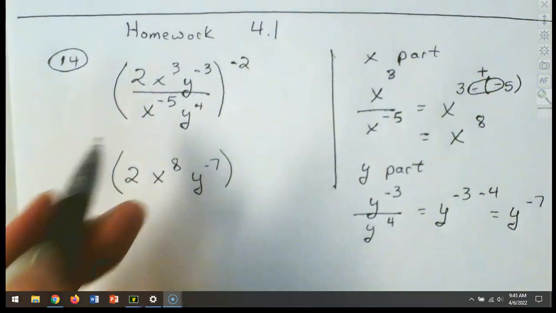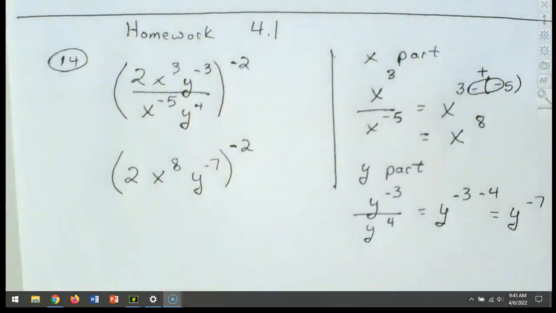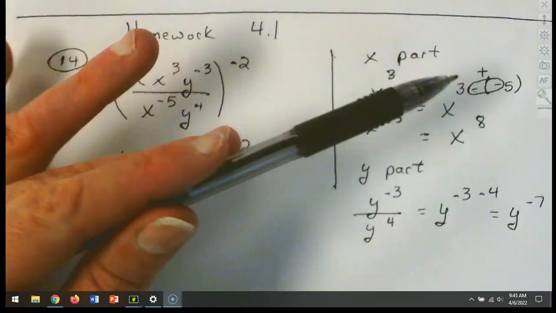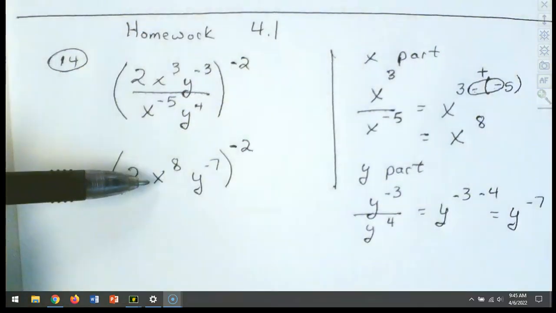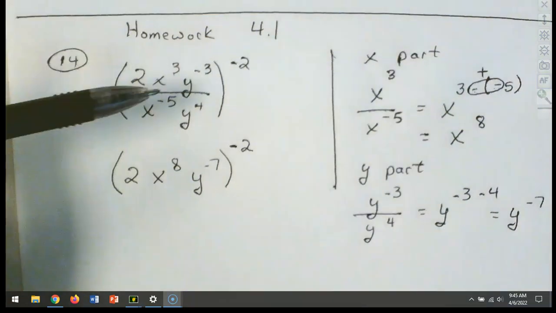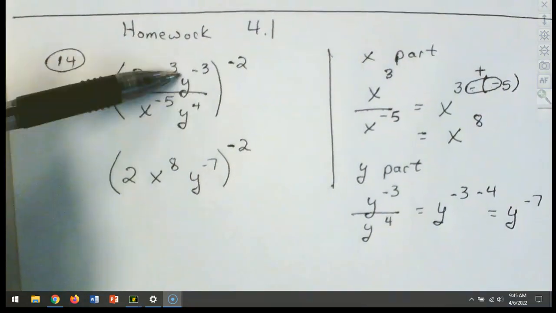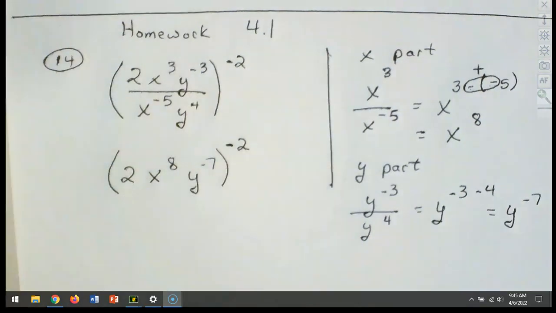And what's left over? It's still raised to the negative second power. So let's take a moment to review what we did. First thing we did was the inside first. We combined the x's together using our quotient rule. Watch out for the double negative. So that came down as x to the 8th when we were done. Then we did the y's together because those have a similar base, so they can go together.